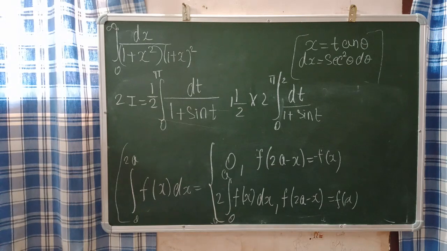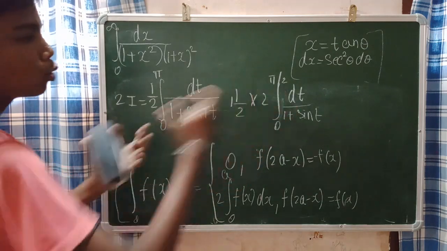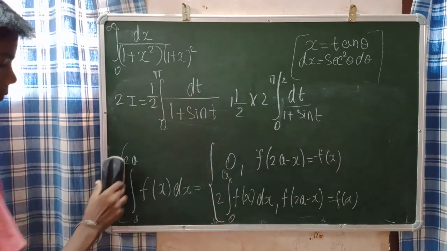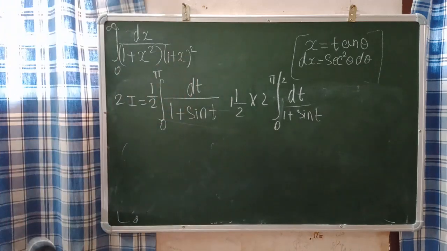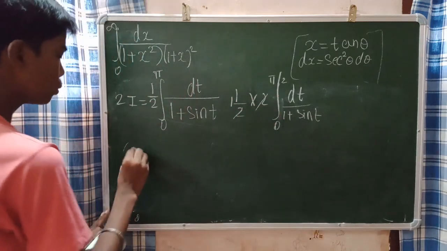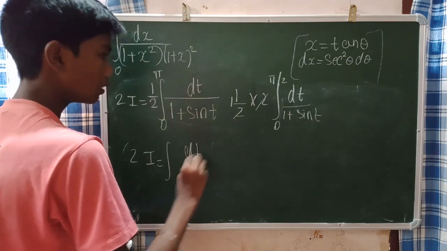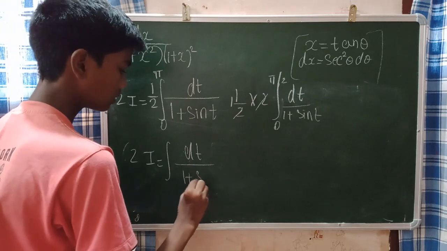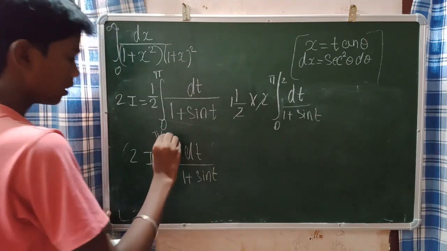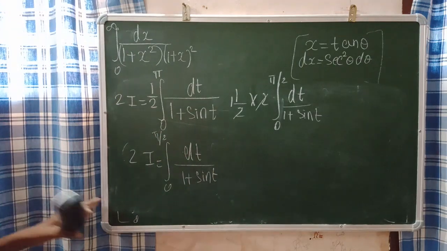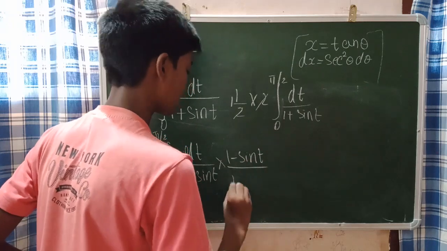Now after this, listen carefully, I just used this property, that's how I took 2 common and wrote this pi as pi by 2. Now after this the 2 I can cancel out. So 2y is equal to integral of dt by 1 plus sin t from 0 to pi by 2. Now after this, just try to multiply this with 1 minus sin t and divide this by 1 minus sin t.